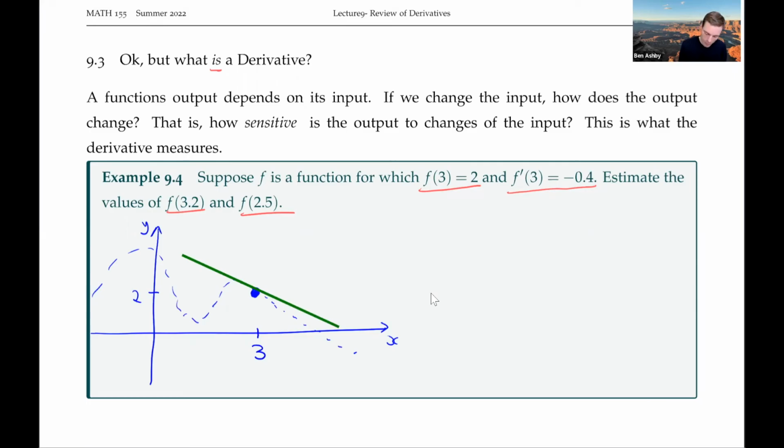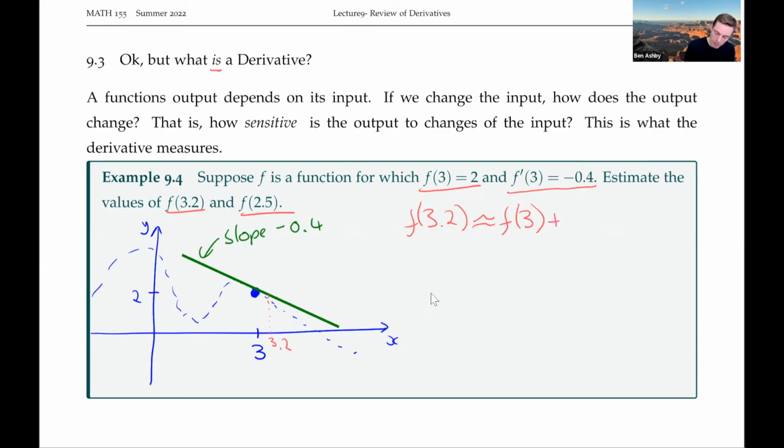So this here has slope minus 0.4. So we can use this gradient, this tangent line, to approximate values nearby. So we know what the value of f is at 3. We don't know what the function f is, but we can say, okay, what's the value at 3.2? It's nearby. So we can say that f of 3.2 is approximately equal to what we had before at f of 3.